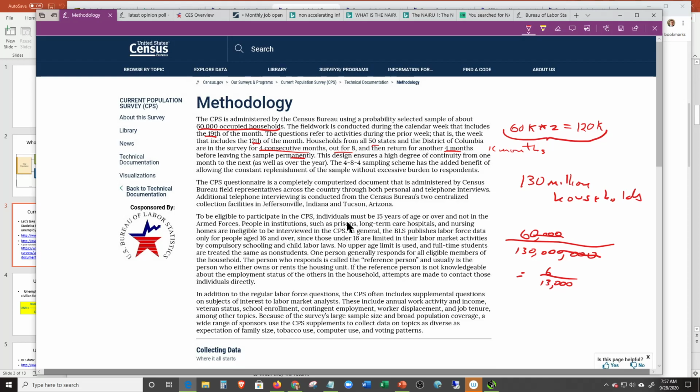To be eligible, individuals must be 15 years of age, though they are only interested in people 16 and over. The questionnaire is completely computerized, which I think means the representatives have a laptop or a tablet and can mark off the information on the computer. They use telephone interviews and face-to-face interviews, okay? The telephone interviews are done from Jeffersonville, Indiana, or Tucson, Arizona. And they do this for 60,000 households.